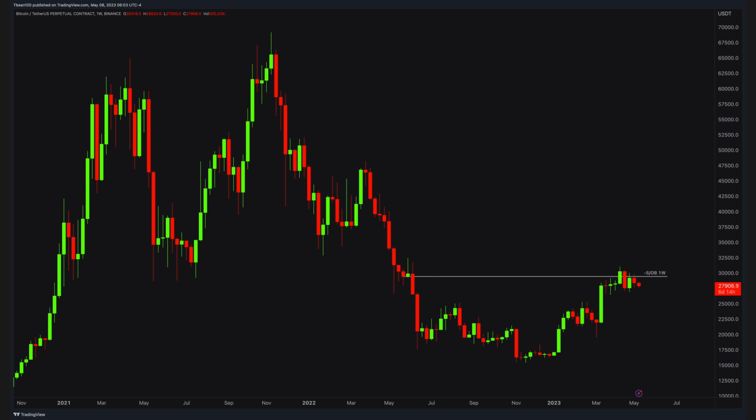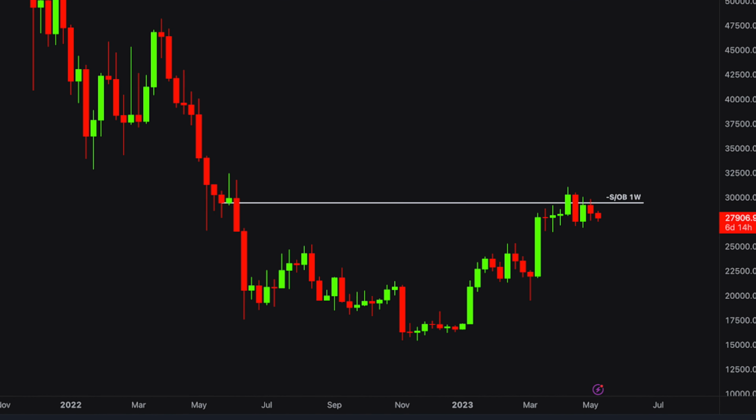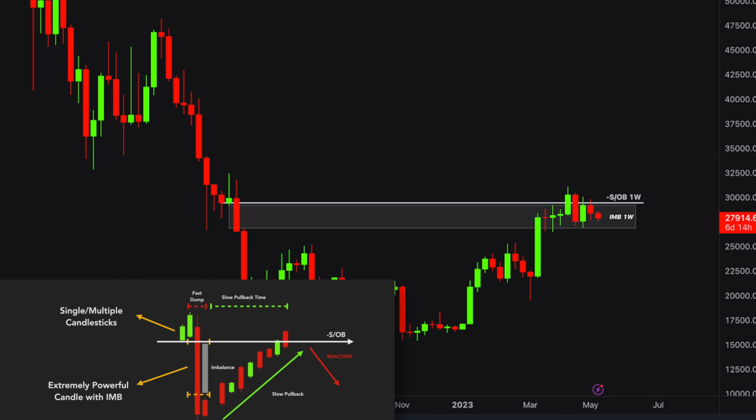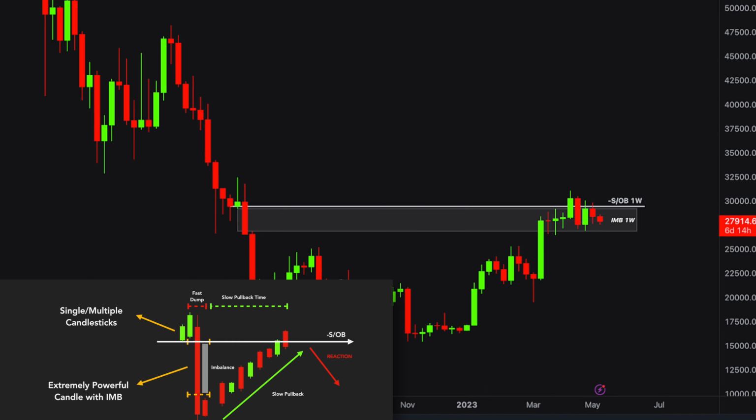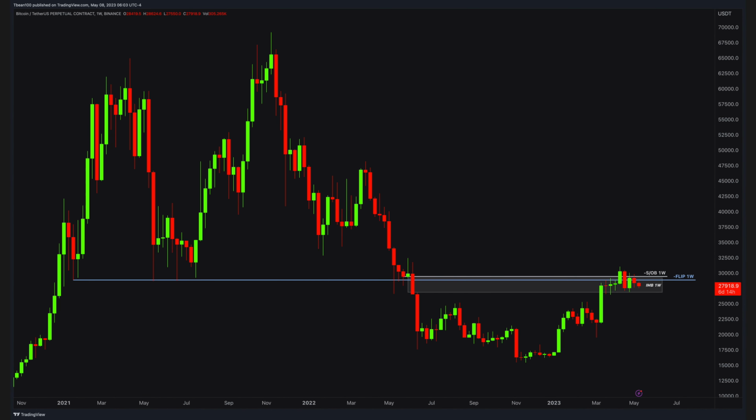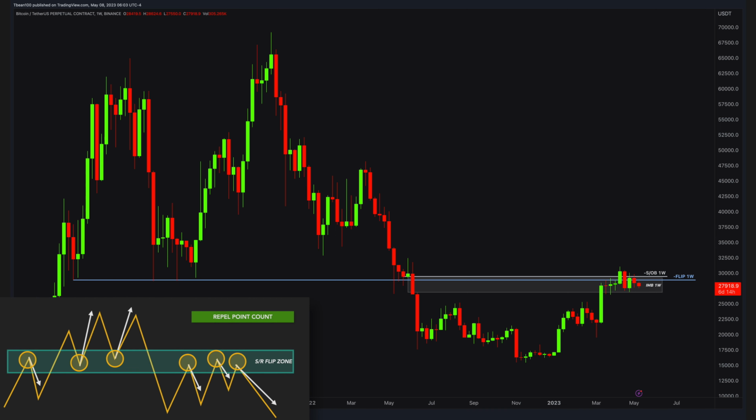As you can easily see, the price struggles and reacts to this weekly order block. As you can see, the large imbalance right below the order block. As you remember from the last video, this is the super order block. It has extremely sharp down movement and a great imbalance zone. And this is the weekly support and resistance flip level.